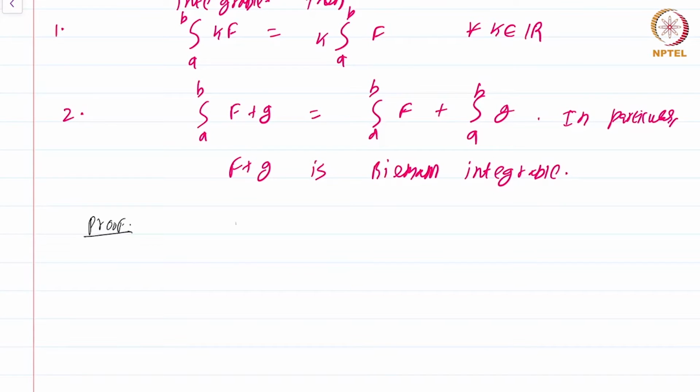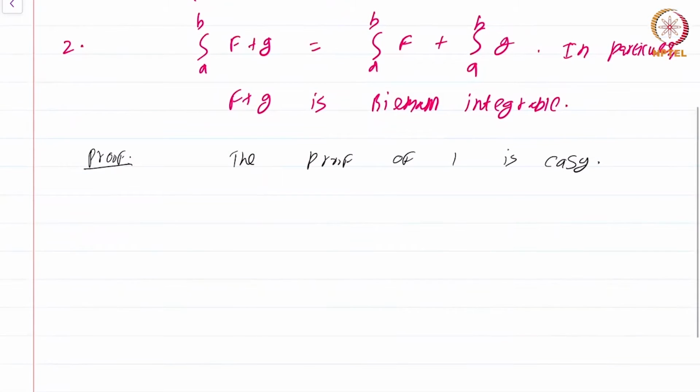The proof of one is easy. So I'm going to leave it to you to figure out how to prove one. Let's start by proving two. So, proof of two. Okay. So now what we have to do is show that f plus g is Riemann integrable, and not only that, we have to show that the integral of the sum is the sum of the integrals.